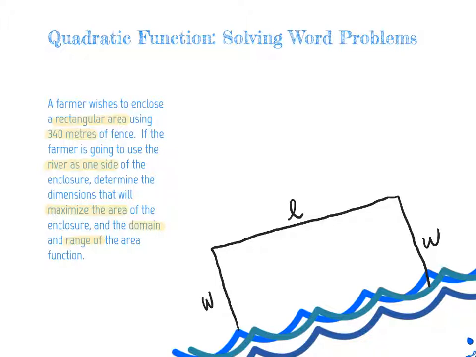We know that the total amount of fence used is 2W plus L, because there's two widths and one length. And we also know from the problem that the total amount of fence is 340 meters. The other thing we need to find is the area, and we know that the area of a rectangle equals the length times the width. However, this doesn't quite help us because we still need to find a way to relate everything together.